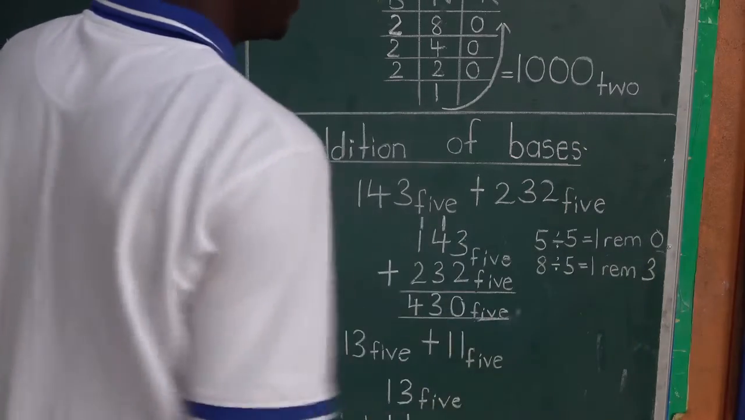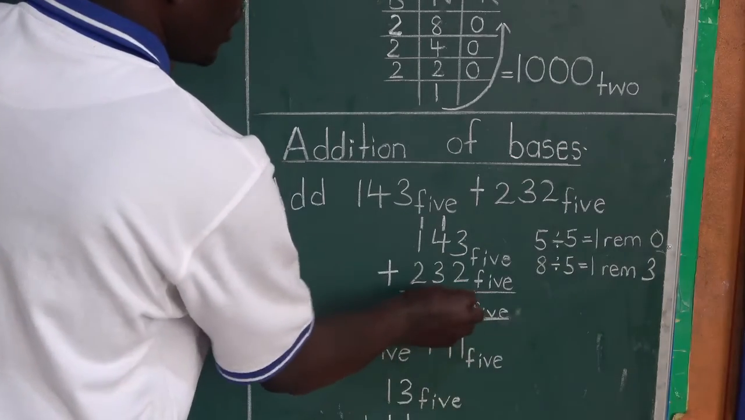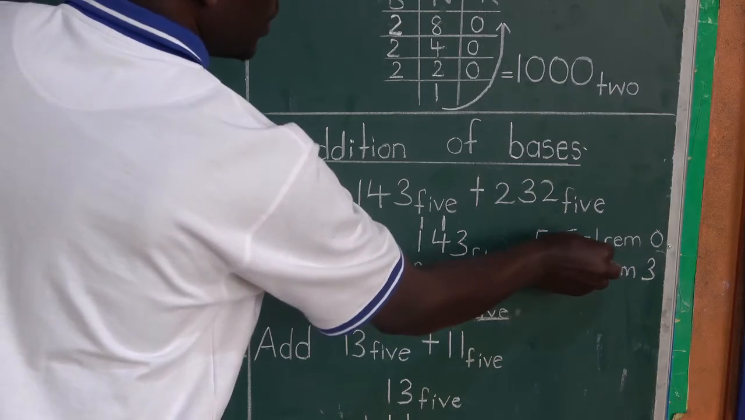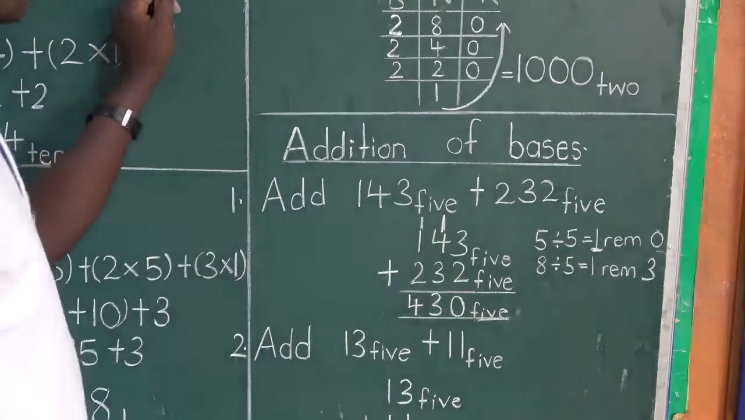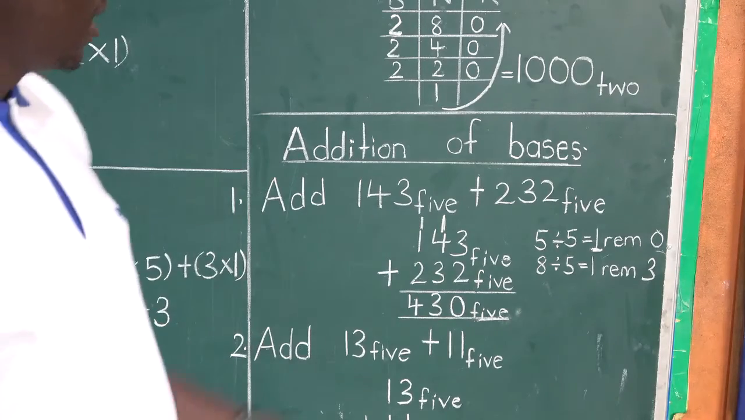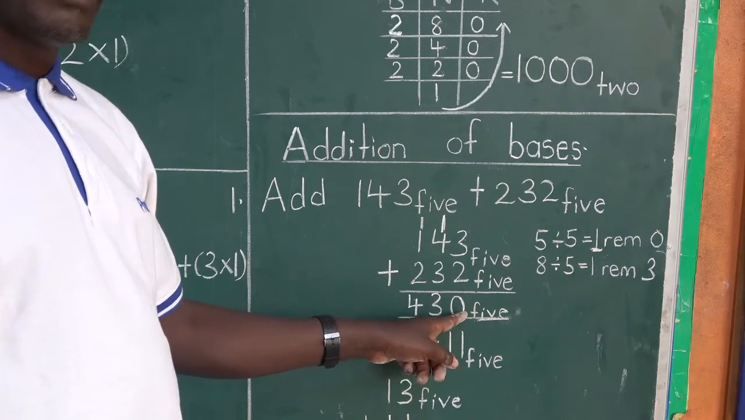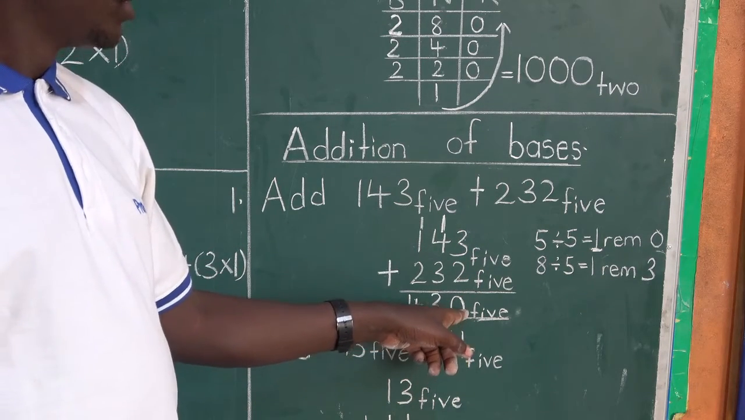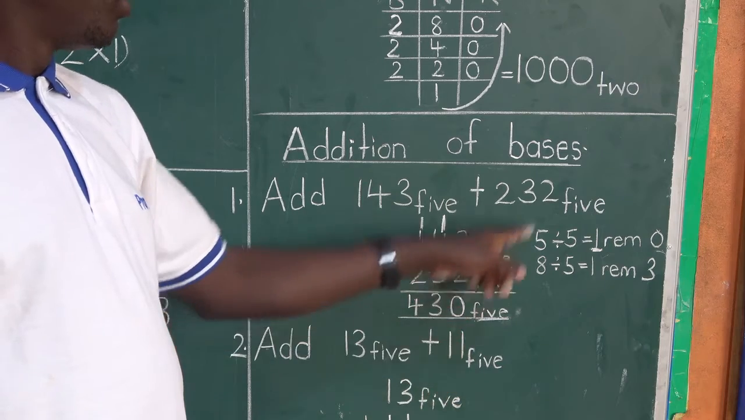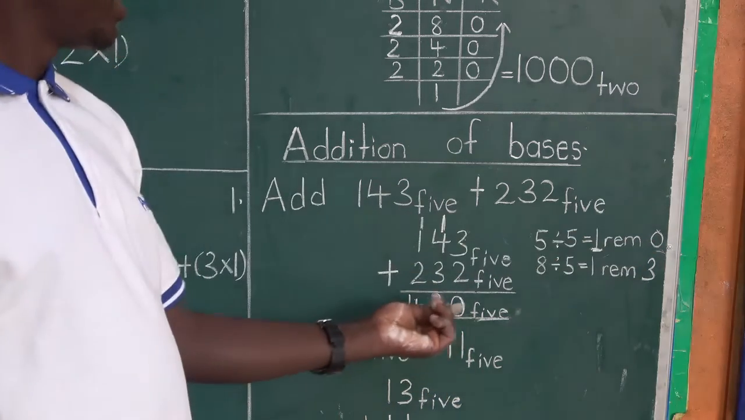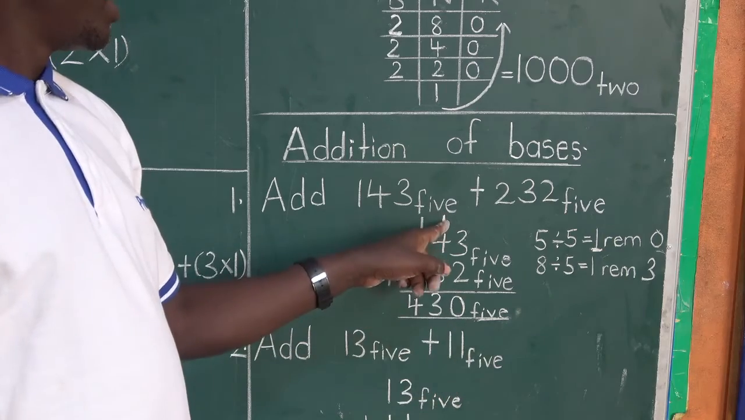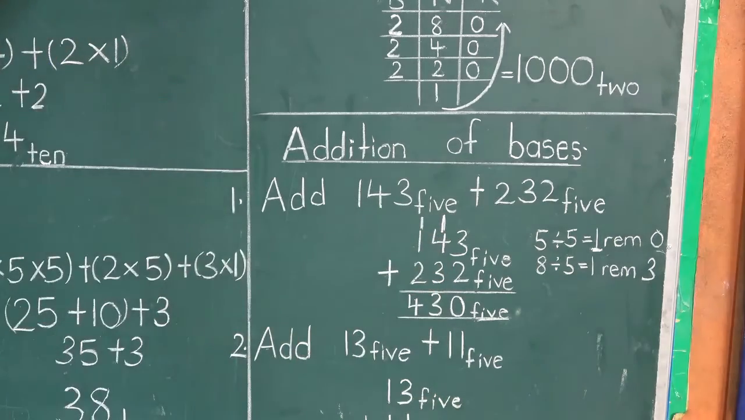So we write the remainder here, 0, and then regroup 1. The one, you say carry 1. So regroup 1 to the next place value. I say 3 plus 2 is a 5. Never write a 5 in base 5. So we go 5 divided by 5, that is 1, remainder 0. Write that 0 and regroup 1 to the next place value of 5.